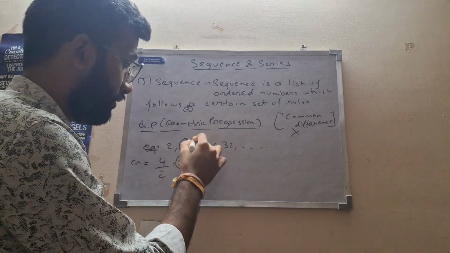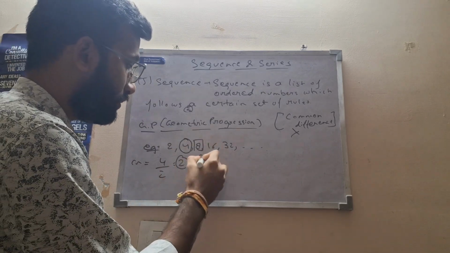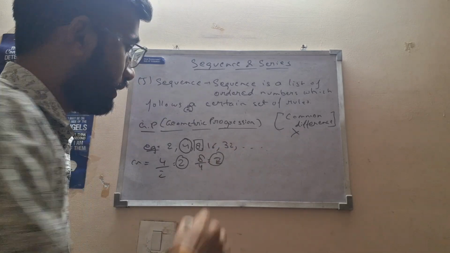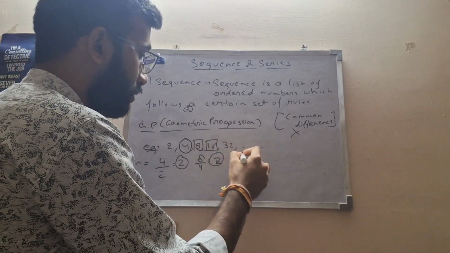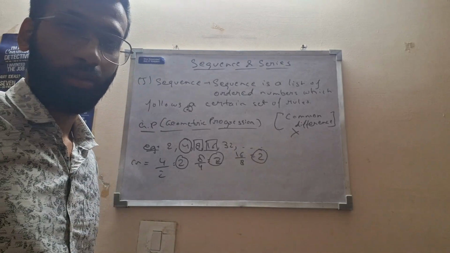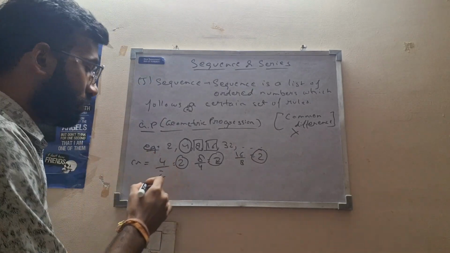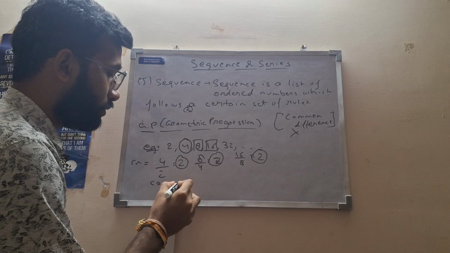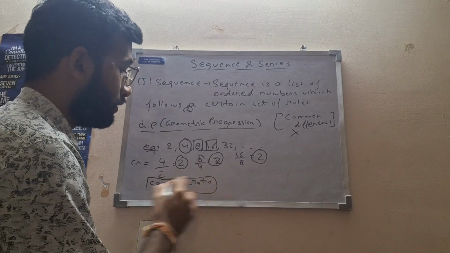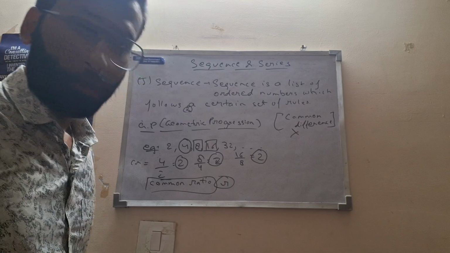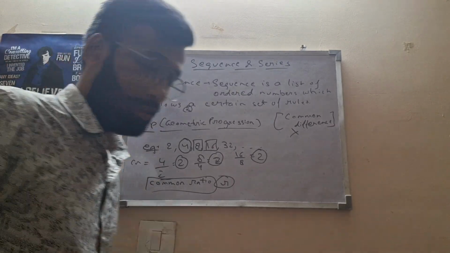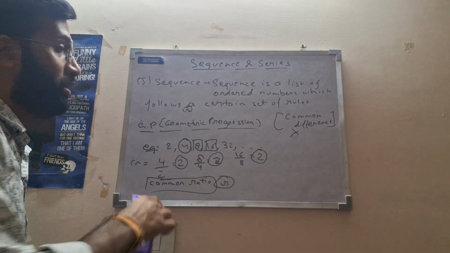Now if we divide 8 by its previous number, we also get the same number 2. As we divide 16 by 8, we'll also get the same number. So it is following the concept of common ratio, which is denoted by R. So in this way it is a sequence. I think you may have got it.